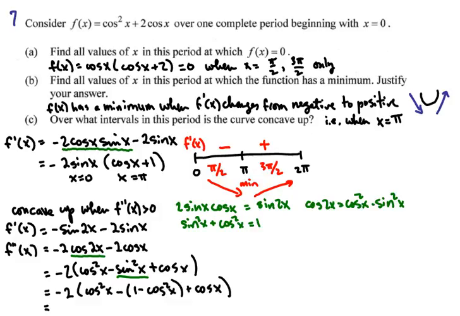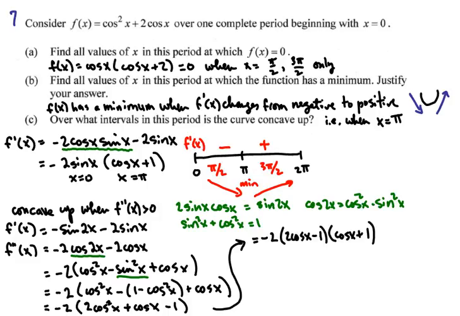Now with a final simplification, I get negative 2 times 2 cosine square of x plus cosine of x minus 1. And this gives me a quadratic form that can be factored, and then we can find out where the zeros are. And the final factored form is negative 2 times 2 cosine x minus 1 times cosine x plus 1. And we'll solve for that equals 0 in the next video.